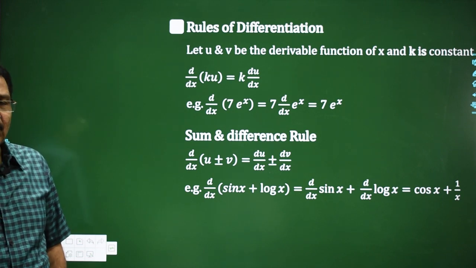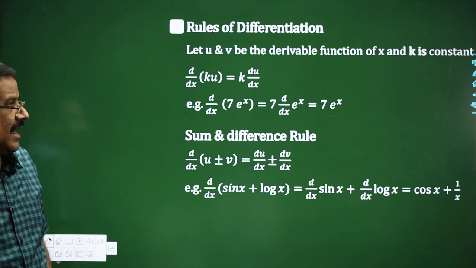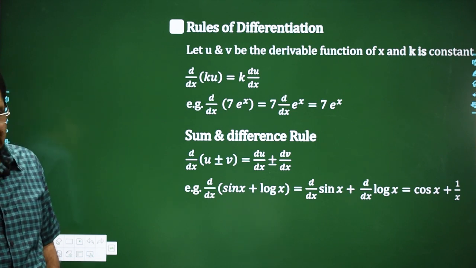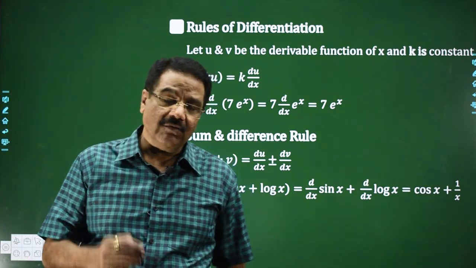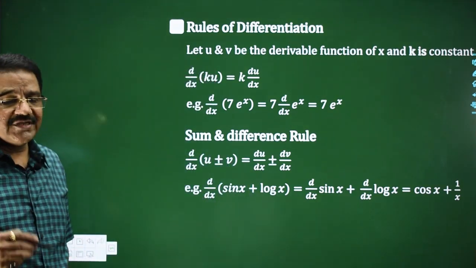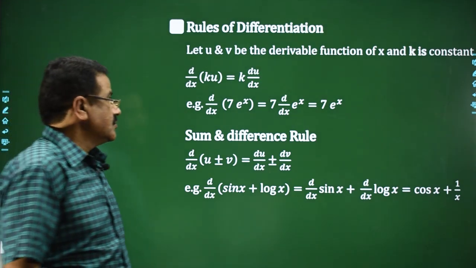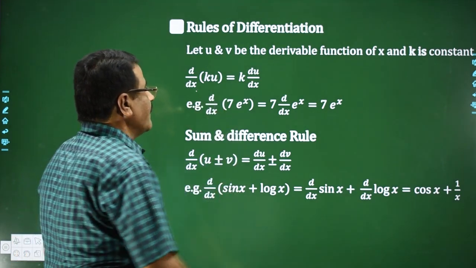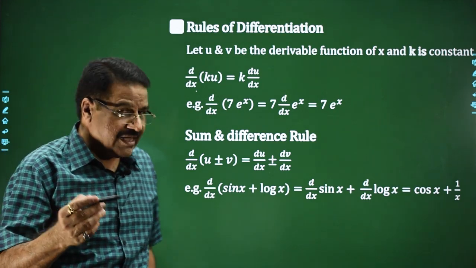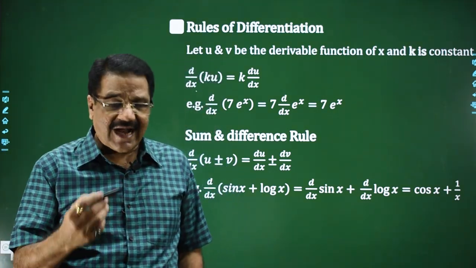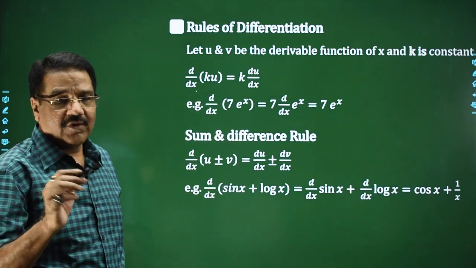Now, next an important topic, rules of differentiation. u and v are the derivable functions of x. What do you mean by derivable functions of x? The functions whose derivative can be found out or whose derivative can be defined, and k is a constant term. So, here we can say that d by dx of ku is equal to k into du by dx. In short, as derivative of constant term is 0, that k must be taken outside, and we have to take the derivative of only u.